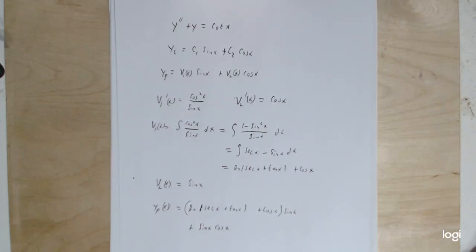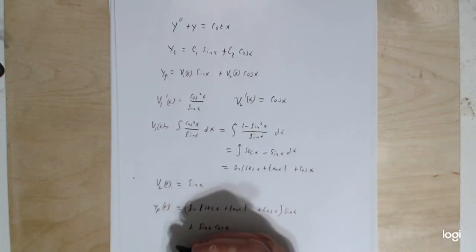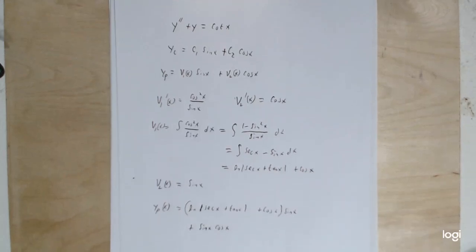Okay, so you get a fairly messy particular solution here. I'm not sure you're going to simplify this a whole lot. I guess you can combine the sine x cosine x with that one, but there's not a whole lot to do here in terms of making it look nicer. Okay, so that's the general idea of how to find these particular solutions using variation of parameters.